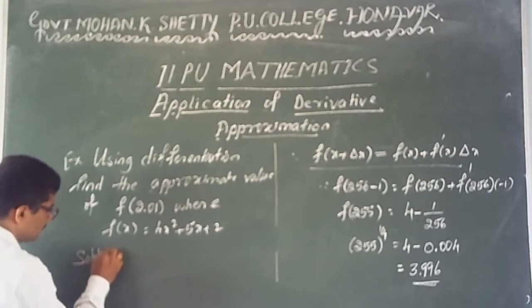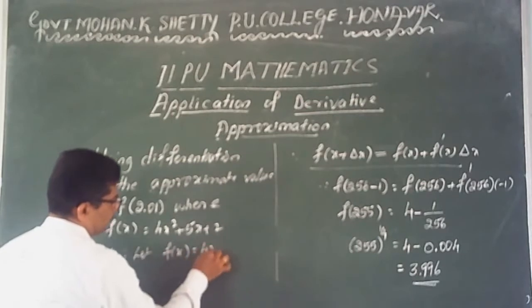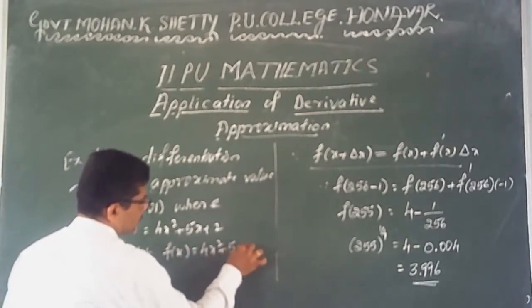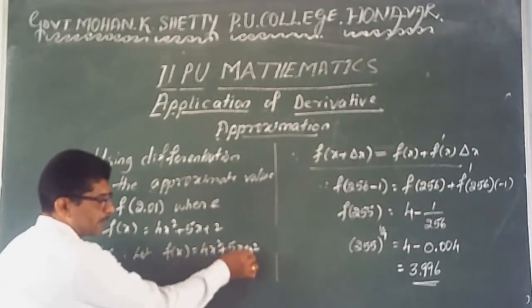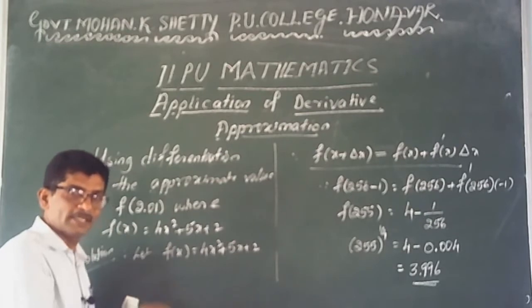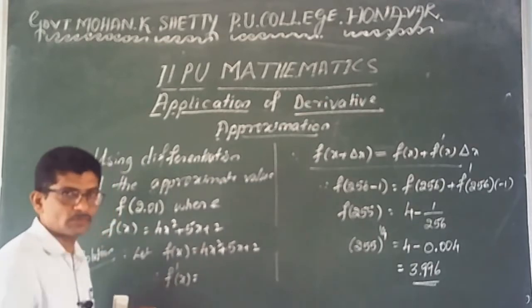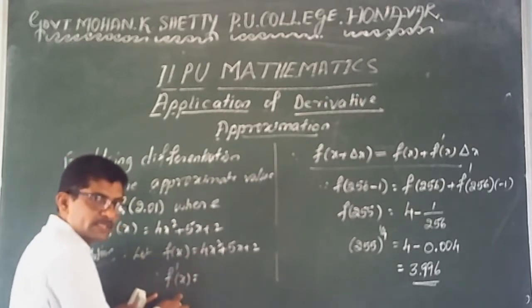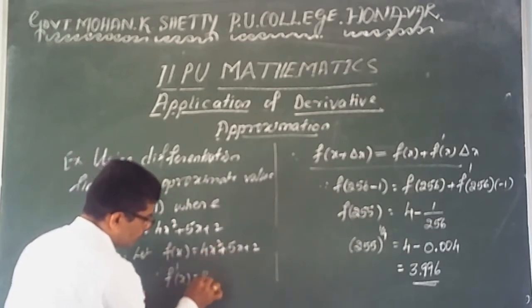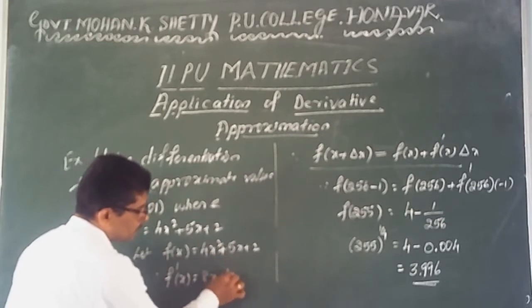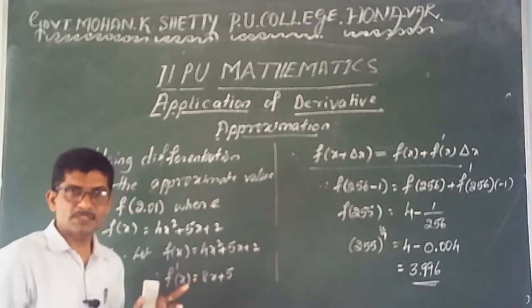The solution: the given function is a polynomial function, 4x square plus 5x plus 2. This function is continuous and differentiable. Therefore, the derivative f dash x is obtained by differentiating the given function with respect to x. For 4x square, 4 is a constant, x square gives 2x, 2 into 4 means 8x, plus 5 is a constant, the derivative of x with respect to x is 1, and the derivative of 2 is 0.